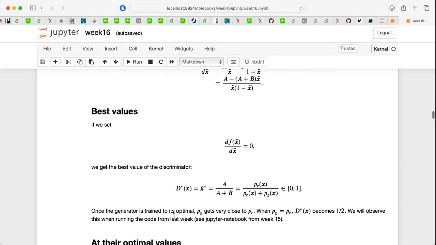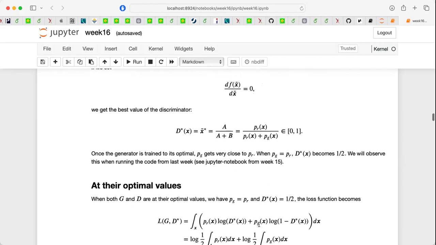So once the generator is trained to its optimal, P_G gets very close to the real probability distribution. And when this quantity P of G is equal to P of R, this ratio becomes equal to 1/2. And that is something which we saw when we ran the calculations from last week, and which I just reminded you of now by bringing back the calculations from last week.